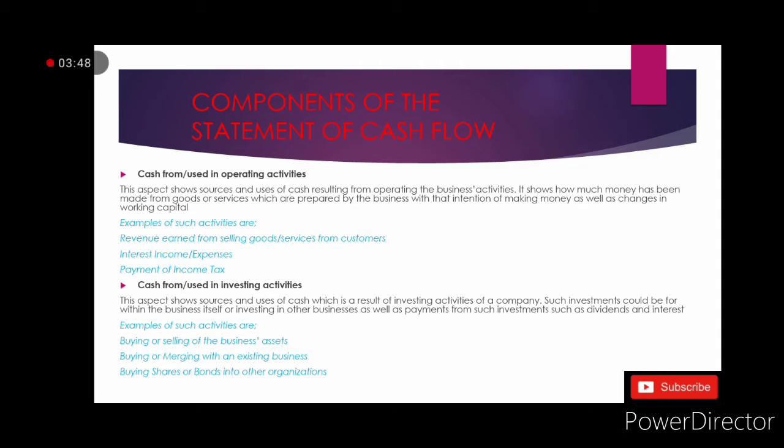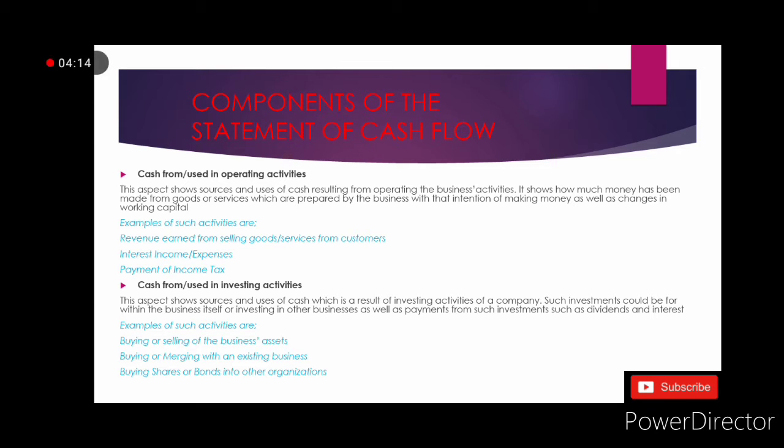So looking at the second component, which is cash from or used in investing activities. Now this aspect shows sources and uses of cash, which is a result of investing activities of a company. Such investments could be within the business itself or investing in other businesses, as well as payments from such investments such as dividends and interest.